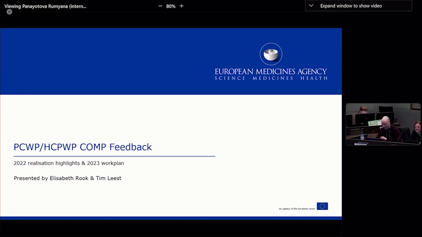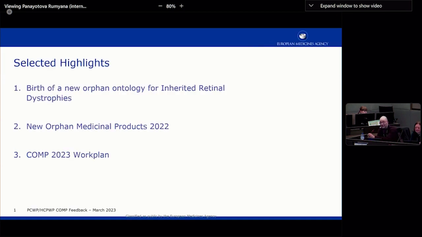I think the first thing that we want to highlight is something near and dear to my own heart, namely ophthalmology and very specifically inherited retinal dystrophies. So last year, after about 5-6 years of being in the woods, the COMP has finally come down with a new ontology for IRDs. So that we will define conditions within IRDs for orphan designation moving forward.